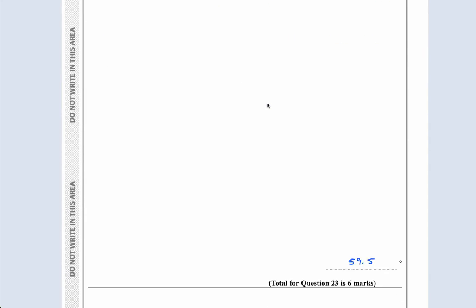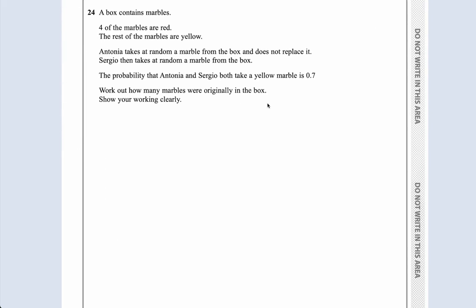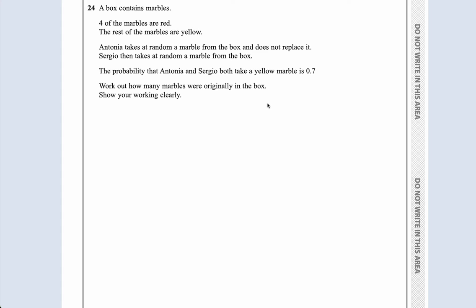Okay, that's question 23. Question 24. A box contains marbles. So even before I've read the question, I'm thinking tree diagram, but let's continue. 4 of the marbles are red. The rest of the marbles are yellow. Antonia takes a random marble from the box and does not replace it. Sergio then takes a random marble from the box. The probability that Antonia and Sergio both take a yellow marble is 0.7. Work out how many marbles were originally in the box.